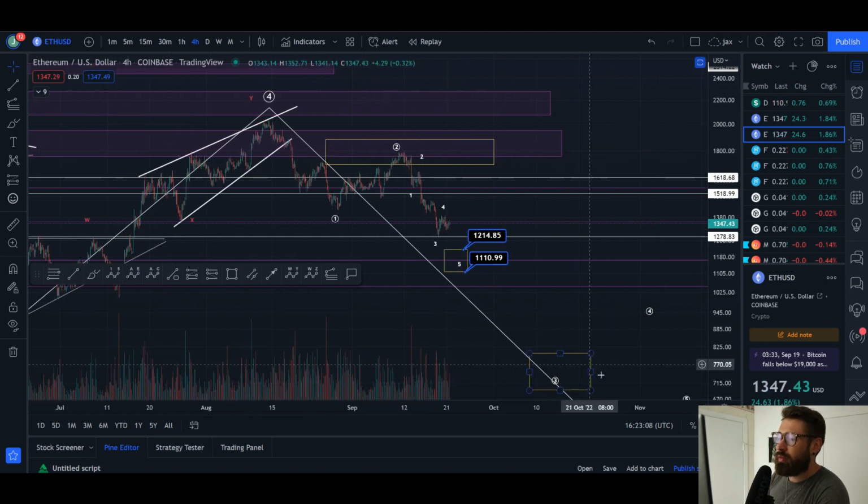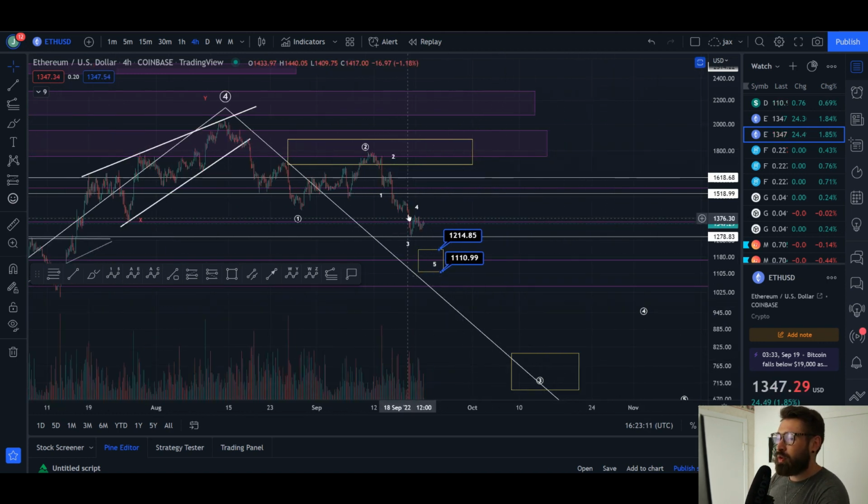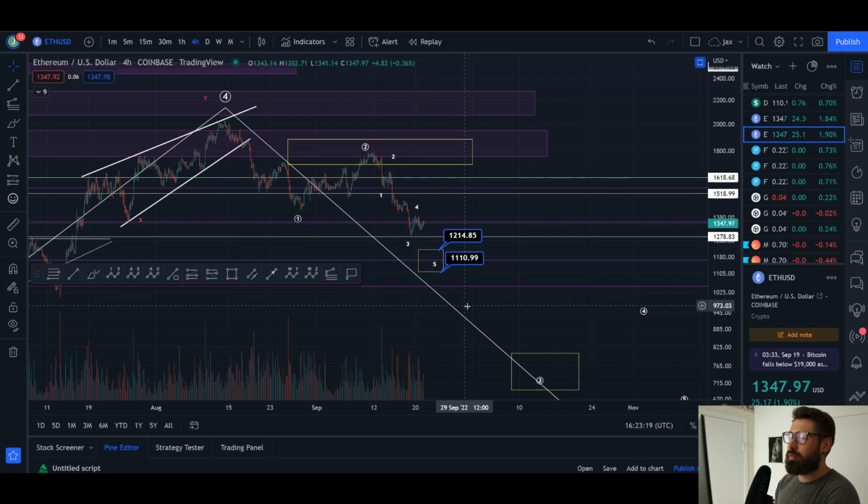Now we're coming down in a wave 3. We're looking to complete that 5-wave move. I do think this is a wave 4 pullback. I could be wrong. If we do push higher, we'd have to look at a wave 1 being completed and look at a wave 2. But I do think we're going to come down in a wave 5 here.